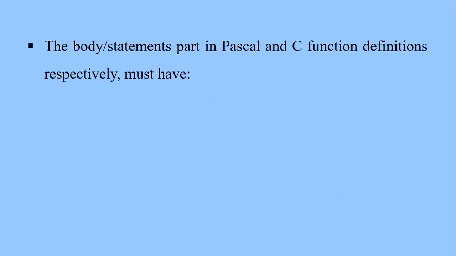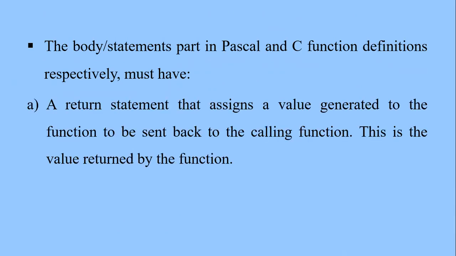The body or statements part in Pascal and C function definitions, respectively, must have, number one, a return statement that assigns a value generated to the function to be sent back to the calling function. This is the value returned by the function. Number two, it should have the processing statements. In addition, local variable declarations are included in the statement section in a C function definition.